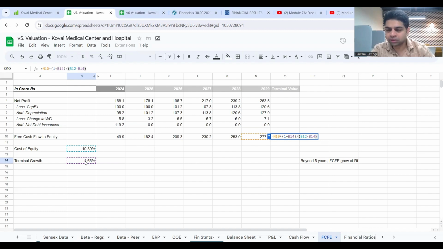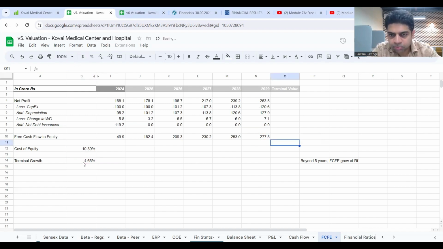In the denominator, you take the cost of equity, and then from that you net out the terminal growth. Okay. So this terminal value is 5,075 CR. So how do you interpret this?